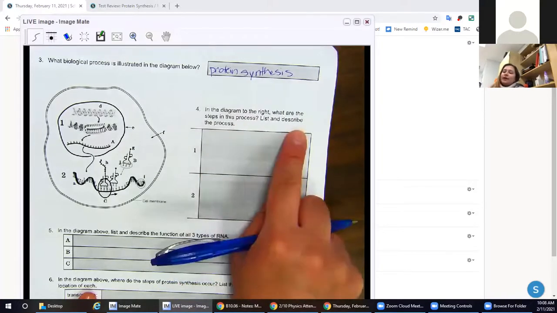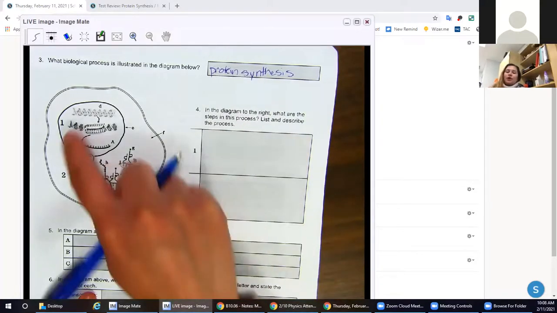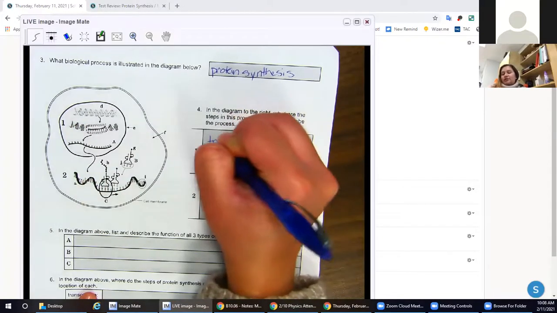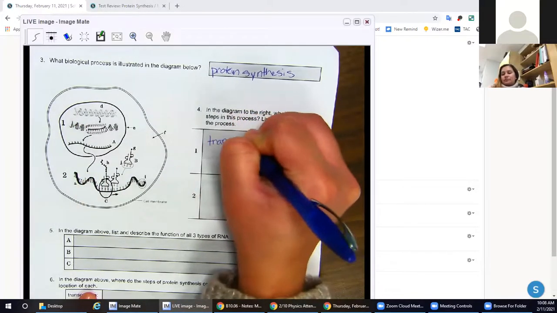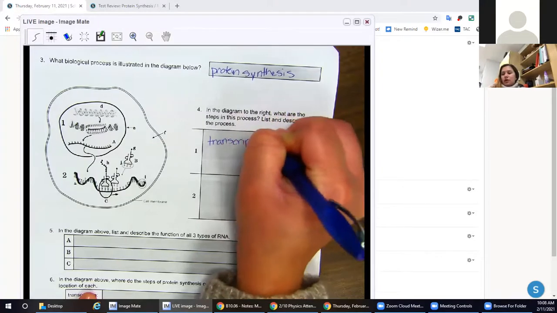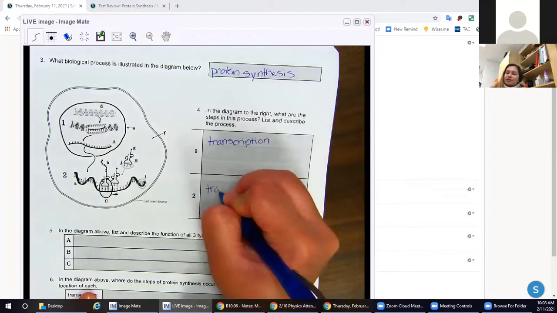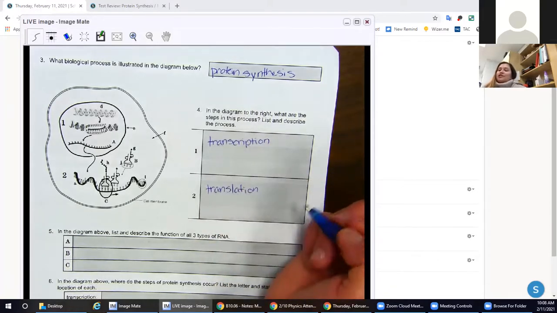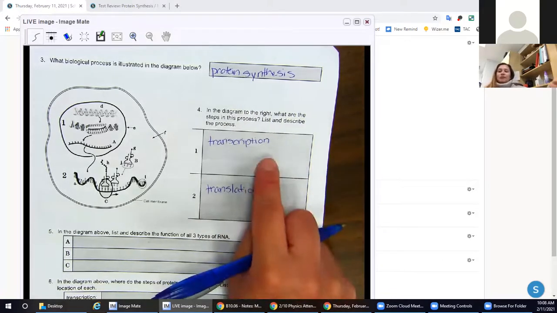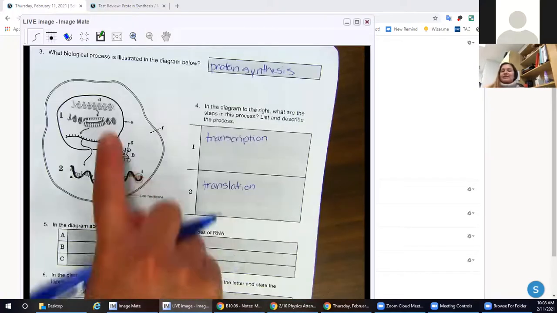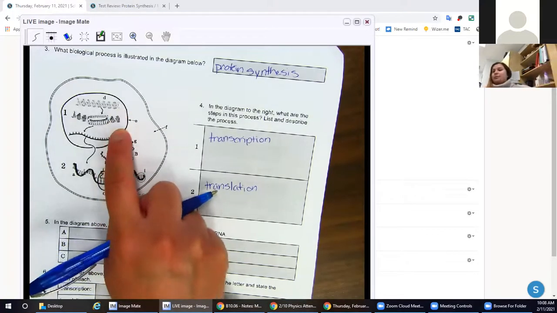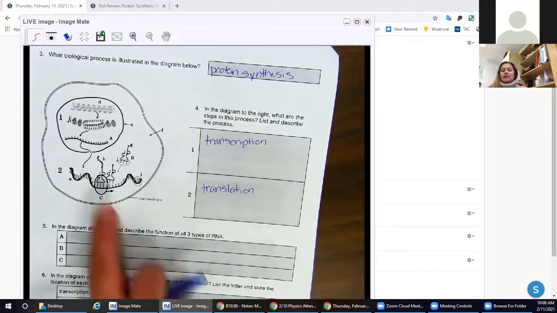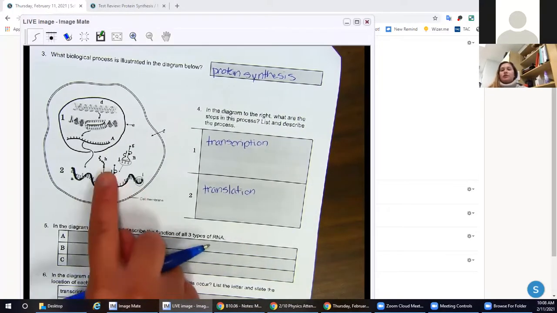In the diagram, what are the steps? We have step 1 right here, and we have step 2 right here. Step 1 is going to be transcription, and step 2 is translation. We're going to describe the process. For transcription, what happens is that the DNA is copied into an mRNA strand. For translation, the process is the mRNA is coded into a protein.